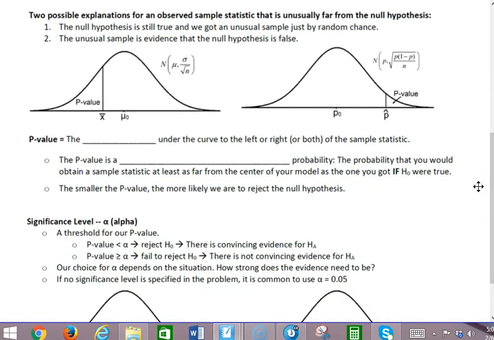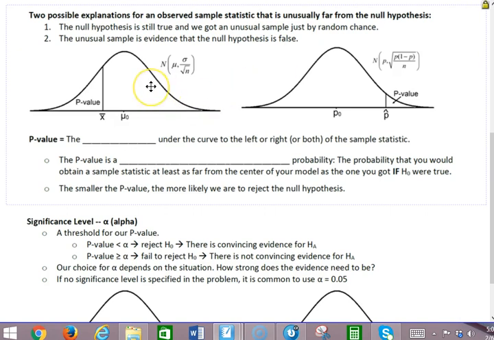Now let's talk a little bit more about the p-value. We talked about the p-value as a conditional probability. Actually, I kind of skipped over this part. Remember that there are two possible explanations for an observed sample statistic that is unusually far from the null hypothesis, in other words, something with a small p-value. The null hypothesis is still true and we got an unusual sample just by random chance, or the unusual sample is evidence that the null hypothesis is false. Some of you may be wondering how small or how unusual something has to be in order to conclude the second one, that we have evidence that the null hypothesis is false. We'll talk about that in just a minute, so hold that thought.